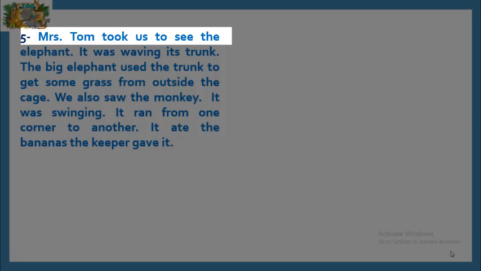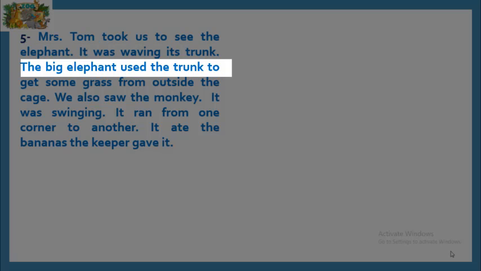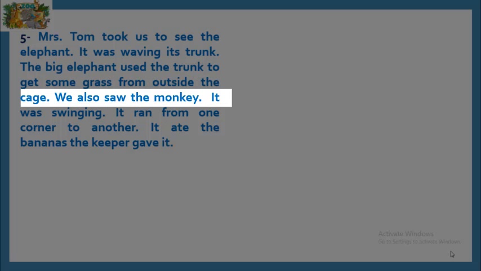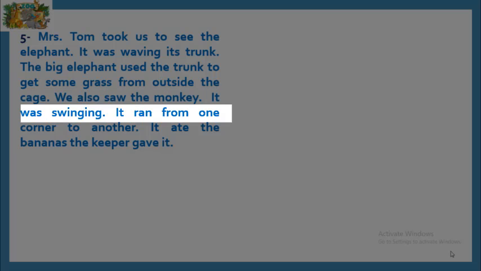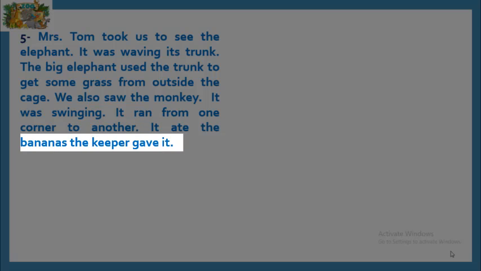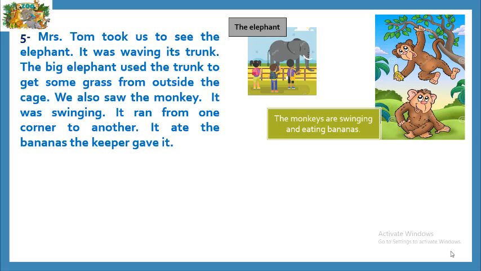Mrs. Tom took us to see the elephant. It was waving its trunk. The big elephant used the trunk to get some grass from outside the cage. We also saw the monkey. It was swinging. It ran from one corner to another. It ate the bananas the keeper gave it. Also, the students saw a big elephant and a swinging monkey eating bananas.